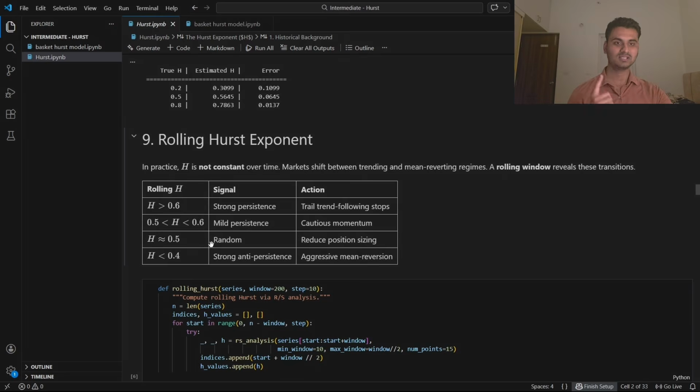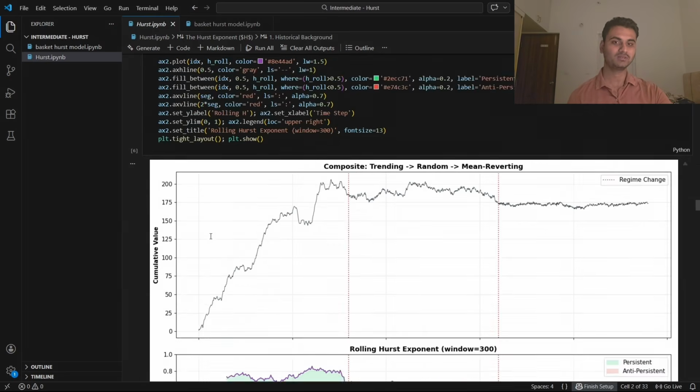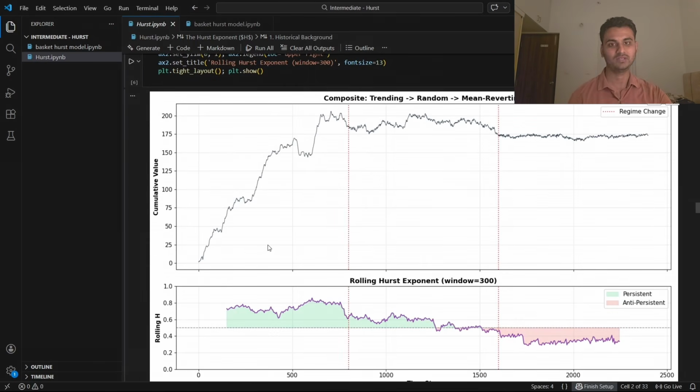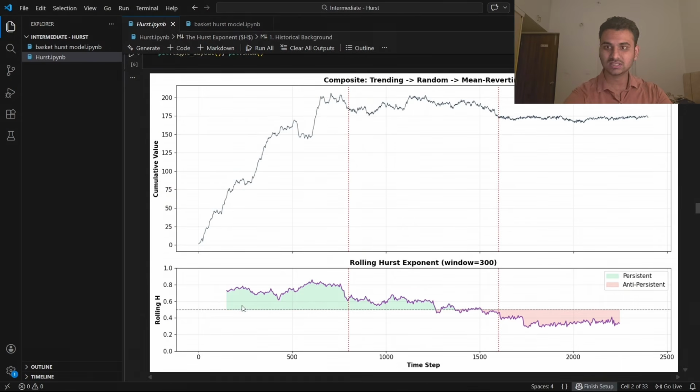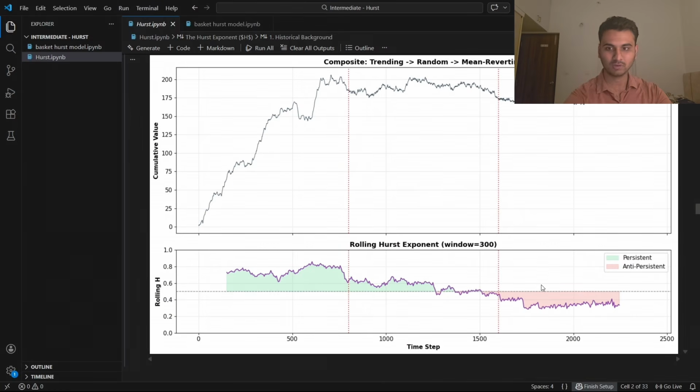Now these are the graphs for this composite: trending, random, and mean reverting. As you can see, this area is the trending part, this area is completely random, and this is the mean reverting. In this default I have taken 300 as the window. We will shift to the basket, which has 63. Now it shows the persistent and anti-persistent plot.